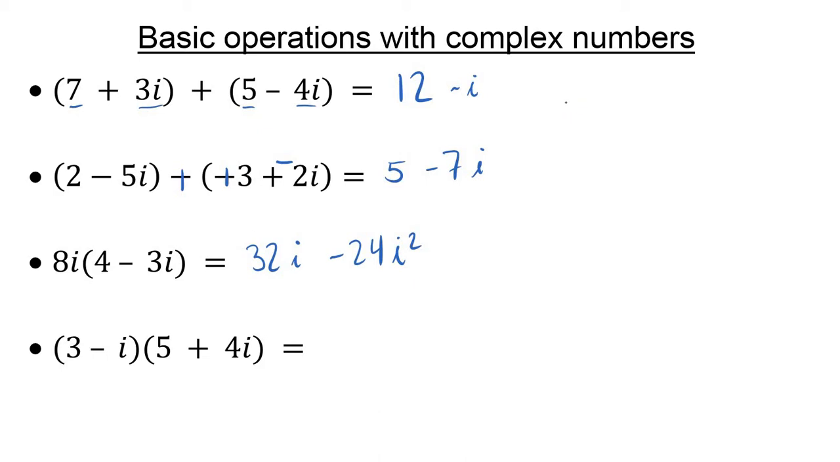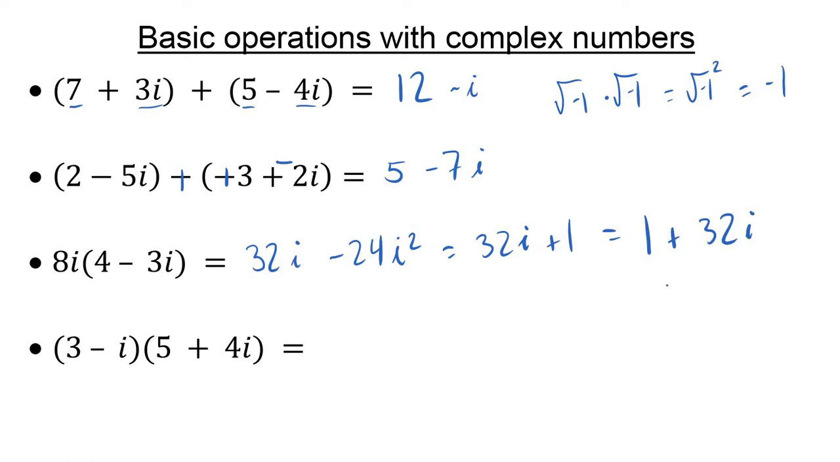Let me come up here and show you something. Remember, i is the square root of negative 1. Well, if you did square root of negative 1 times square root of negative 1, or square root of negative 1 squared, you get negative 1, right? So i squared is just negative 1. So this would be 32i plus 1, negative 24 times negative 1. And then let's just rewrite it, make it look like a plus bi. So we're going to change the order. 1 plus 32i.